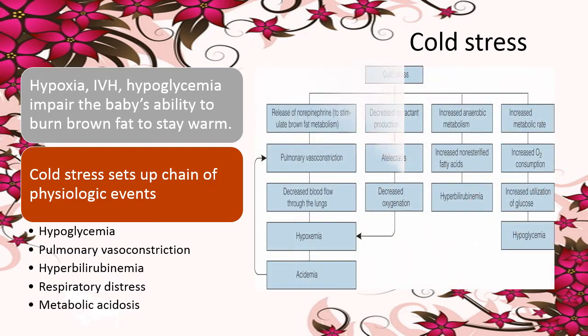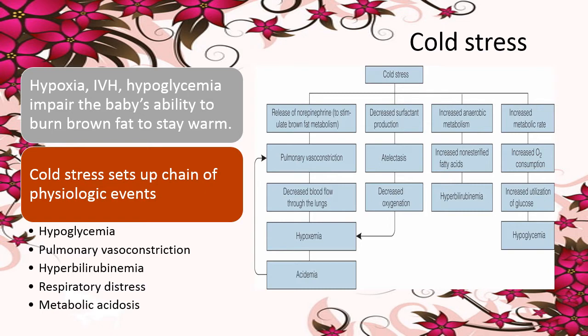So let's think about cold stress. You have the release of norepinephrine to stimulate brown fat metabolism at the same time that you have decreased surfactant production and increased anaerobic metabolism and increased metabolic rate. So as you're going down through, let's talk about the release of norepinephrine. You run into pulmonary vasoconstriction, which causes a decreased blood flow through the lungs, which leads to hypoxemia and acidemia, which goes back to pulmonary vasoconstriction and so forth.